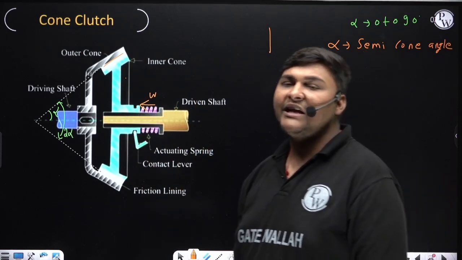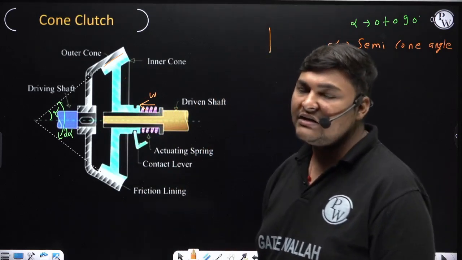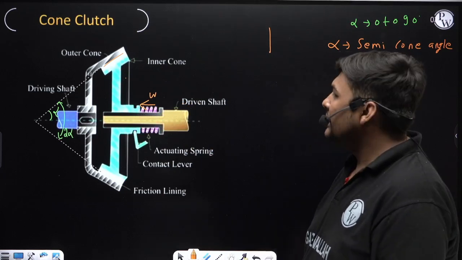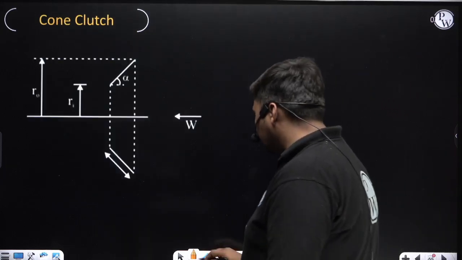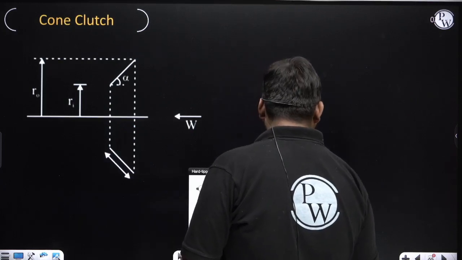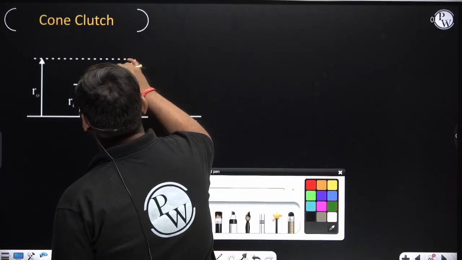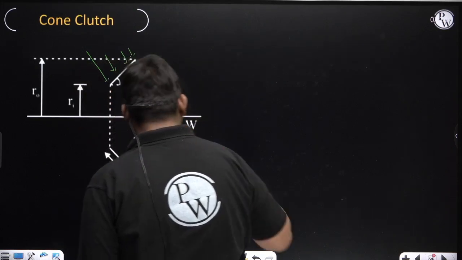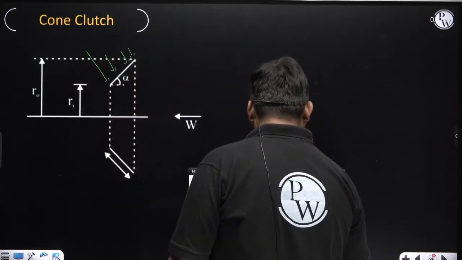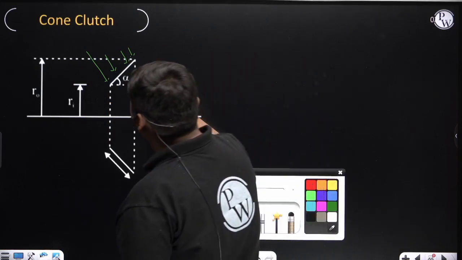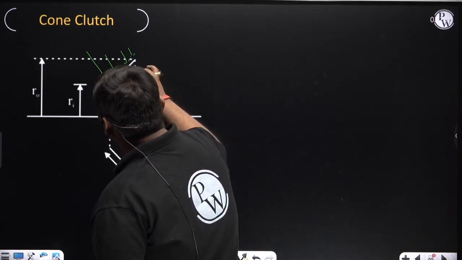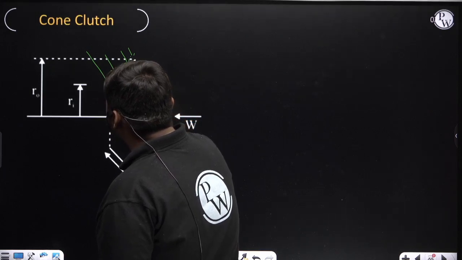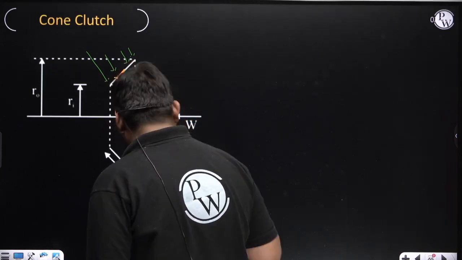Now, what will be the expression of torque transmitted by the clutch in this case, and the expression of this spring force W, that we have to calculate. Again, here pressure is coming across this friction lining, but here the friction lining is like this. Now suppose, to do the derivation, again I am taking a small strip in this friction lining. Suppose the radial distance of this strip from the central line is r.